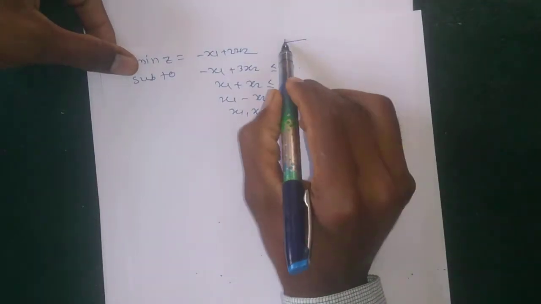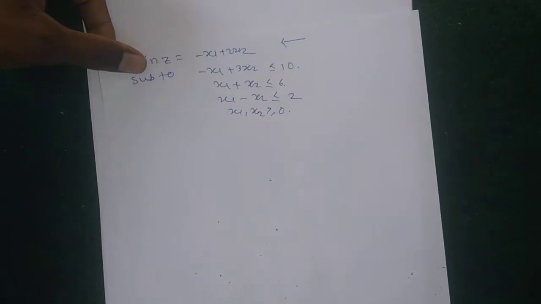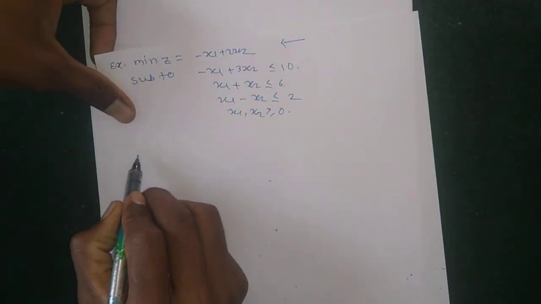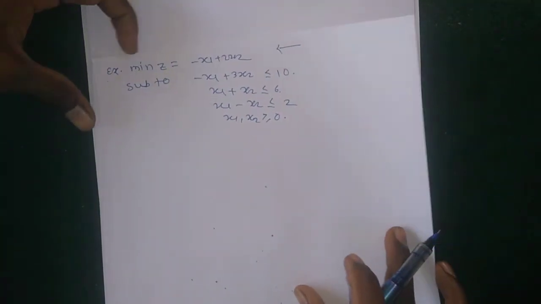Okay, here the objective function is of minimize type, and the constraints are all less than or equal type. So we can directly use the points of this.